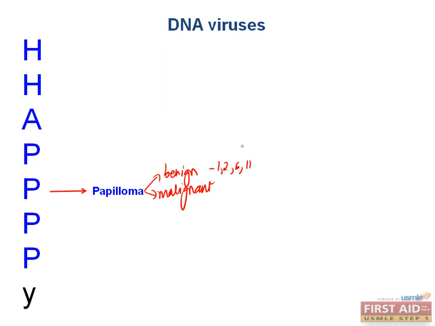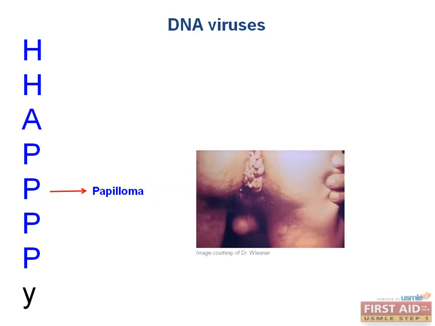Benign strains include HPV 1, 2, 6, and 11, and can cause common skin warts on the face, hands, or feet. HPV 6 and 11 account for 90% of cases of anogenital warts, which are called condyloma acuminata. We know you want to see a picture of this. Here's a male patient with venereal warts in the anal region. Papilloma warts regress spontaneously after 1 to 2 years.